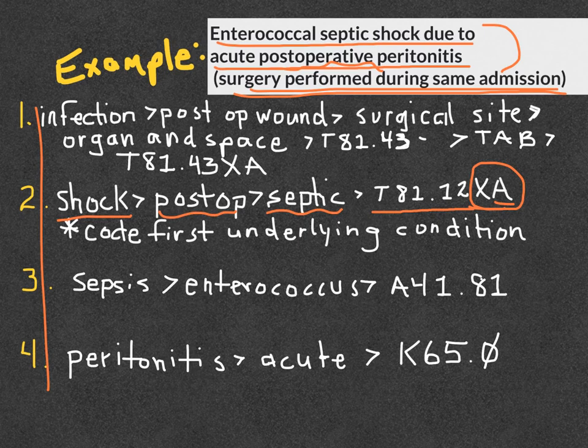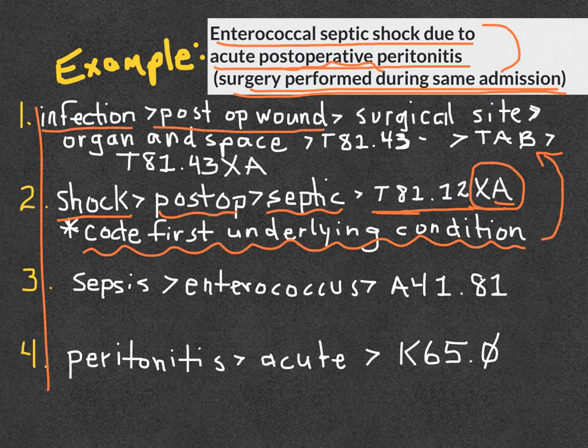Also in the alphabetic index here at T81, we see an instructional note. Code first, underlying condition. That's why I have the infection listed first up here. So we find this code for that underlying condition, which is the post-operative infection, by going to the main term infection with subterms post-operative wound, surgical site, organ and space. When you look in the alphabetic index, there are just a few subterms there, and this is the most applicable since we're talking about the peritoneum here.